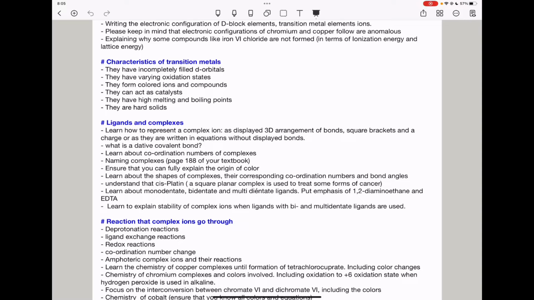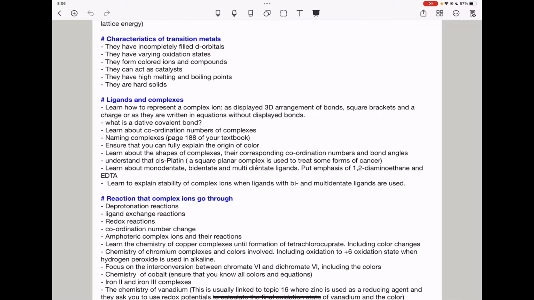You also need to look at page 188 of your textbook to fully understand how to name complexes. They are coming up in the new syllabus, so they could ask you to name specific complexes. Ensure that you can fully explain the origin of color. This is usually a 3-mark question. It comes a lot, so please make sure you emphasize on that.